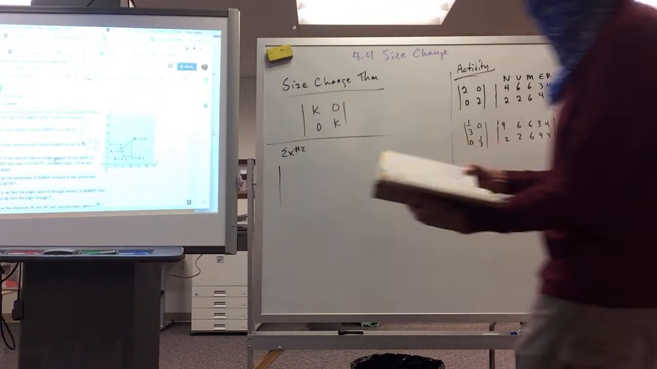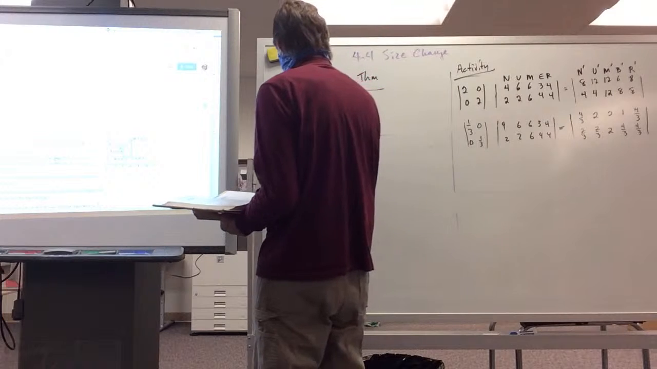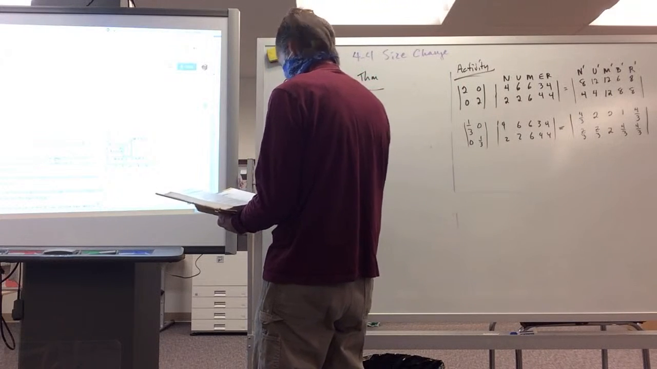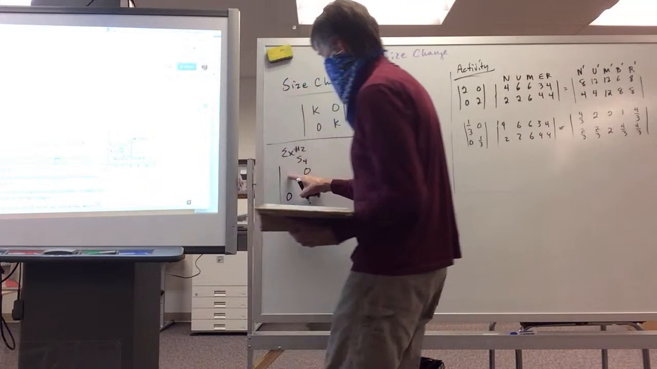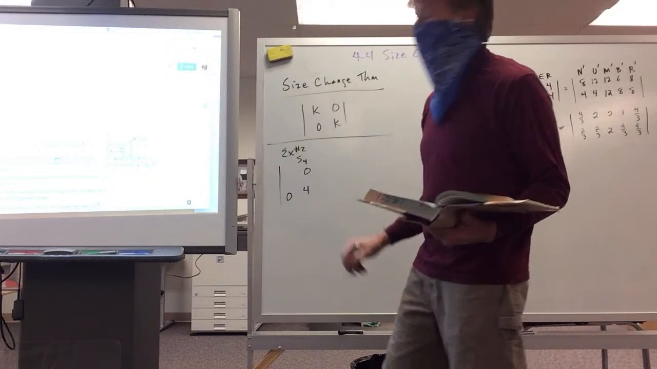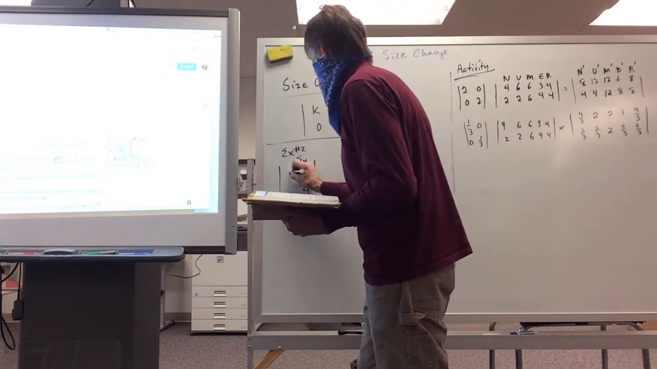So here's what they give us. They give us a size change of 4. And they say, well, it's something 0 and 0, 4. So what has to go here if we're going to do a size change of 4 using this? You have to have a 4 there, yeah.